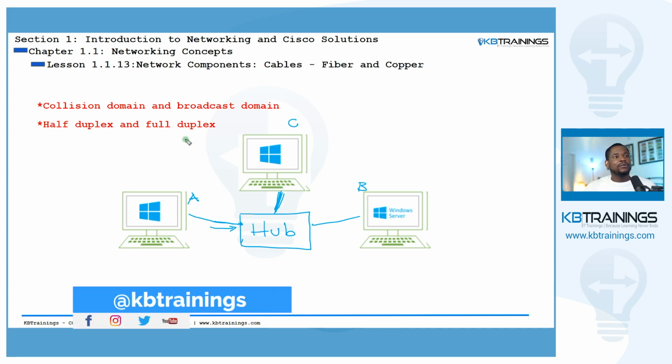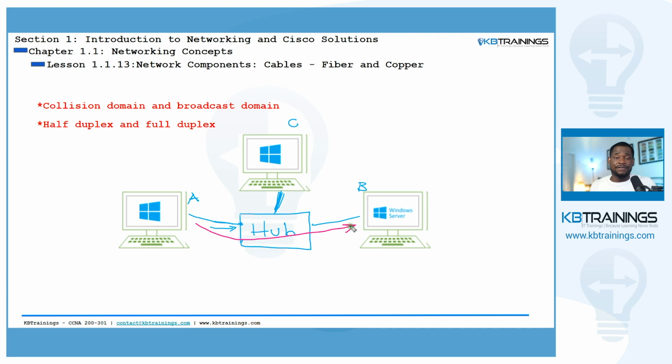So if, for example, A is talking to B, and at the same time, C is feeling like talking to B as well, because B is the server. So everyone wants to talk to the server. So C is also going to be communicating with B at the same time. So if these two computers, A and C, are talking at the exact same time, what is going to happen? A collision. The two signals will be colliding on their way to B.